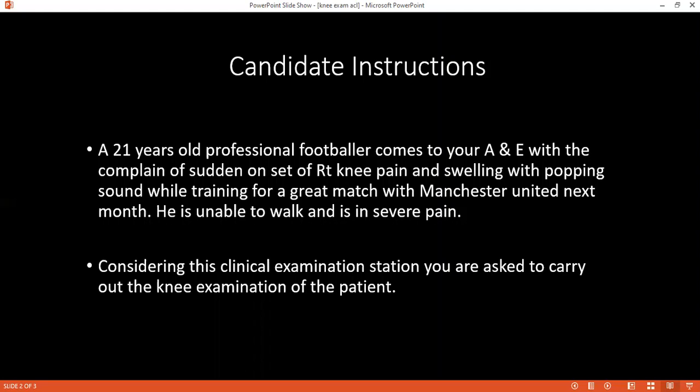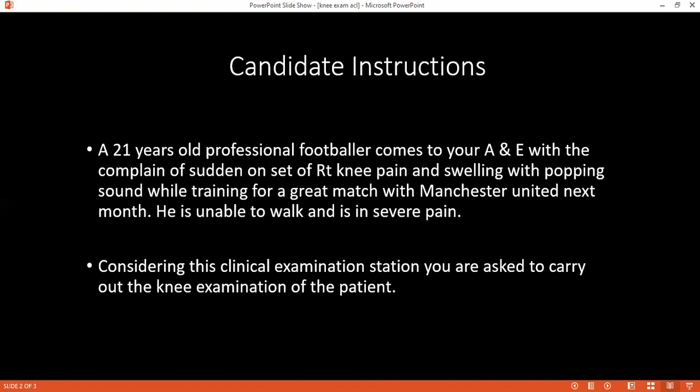Once I've done this, then I would explain to him that I'll be carrying out some specific tests to help reach my diagnosis. I'll start with the anterior and the posterior. First of all, I'll tell him to flex and I'll look from the side to see if there's any posterior sag sign, which he could have if there's a posterior cruciate ligament injury, displacement of the tibia relative to the distal femur.